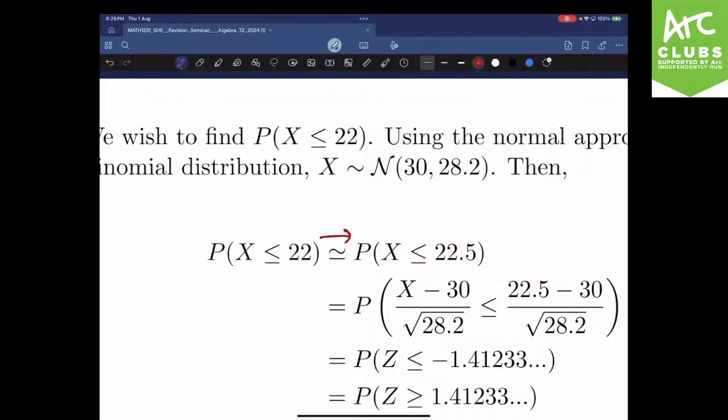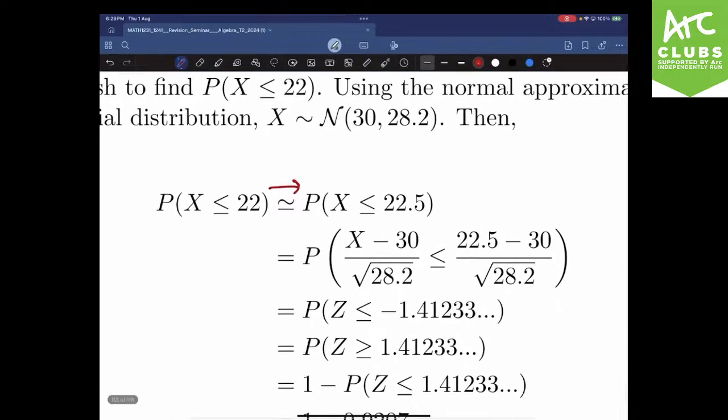We get the probability of x being less than or equal to 22.5. I do the same standardization as before and obtain my z-score. I want the probability of my z-score being less than or equal to negative 1.41233. The issue is that sometimes the tables don't give you values like this. They only give you the positive results.